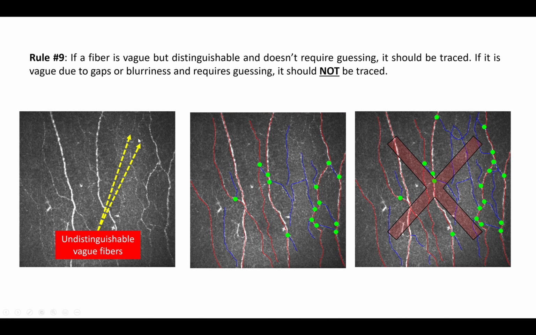Here, the fibers are not very clear. There are dots and there are quite a few gaps. It requires guessing, otherwise if we trace this, we may end up tracing a lot more things that are not supposed to be traced. So we haven't traced this.